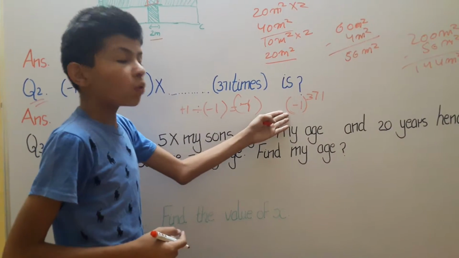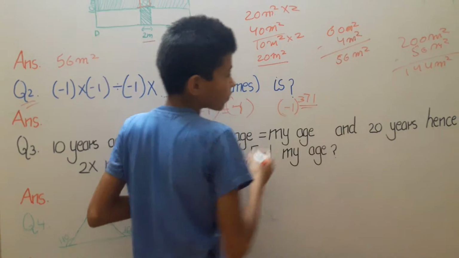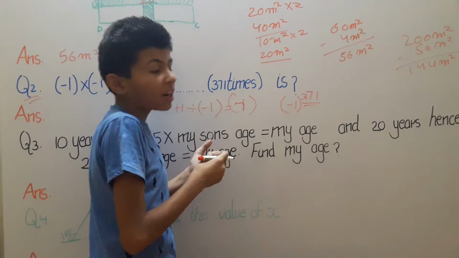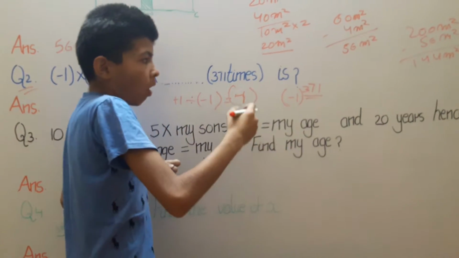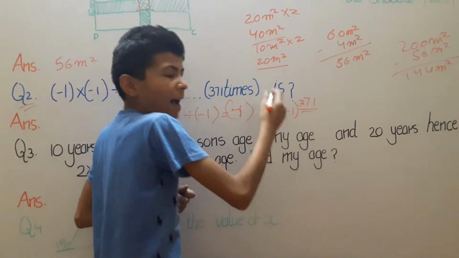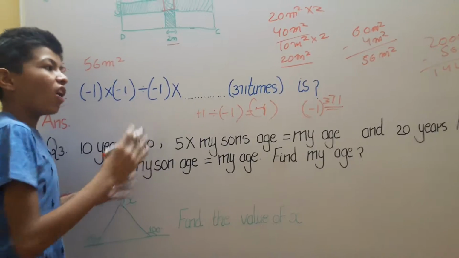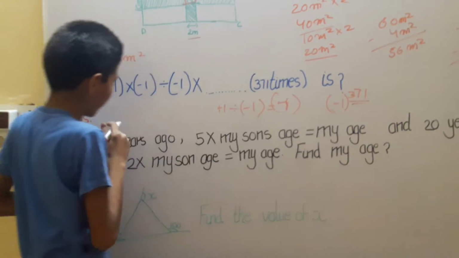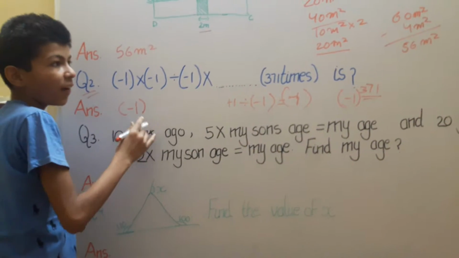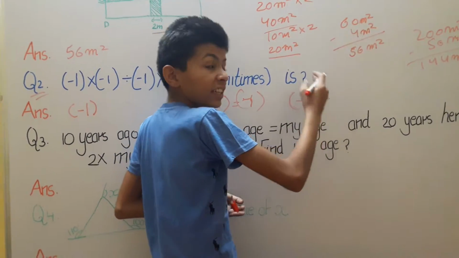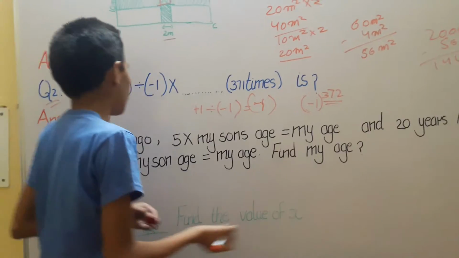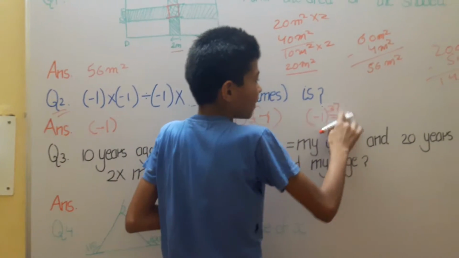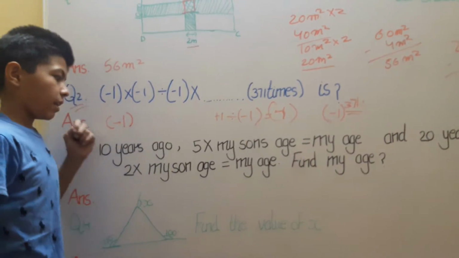So now the answer depends on this sign. If it is an odd number, the answer would be negative, and if it is an even number, the answer would be positive. So minus 1 multiplied by itself, we always get minus 1 when the power is an odd number. So this is an odd number, and we get the answer equals to minus 1. If this 371 changes its value to 2, then its answer would be positive. But it is 371 times, so it is negative.